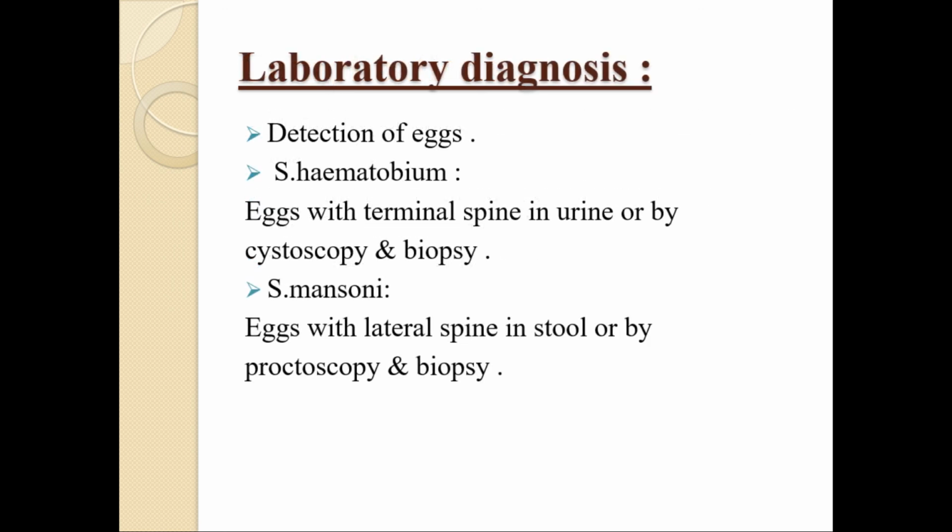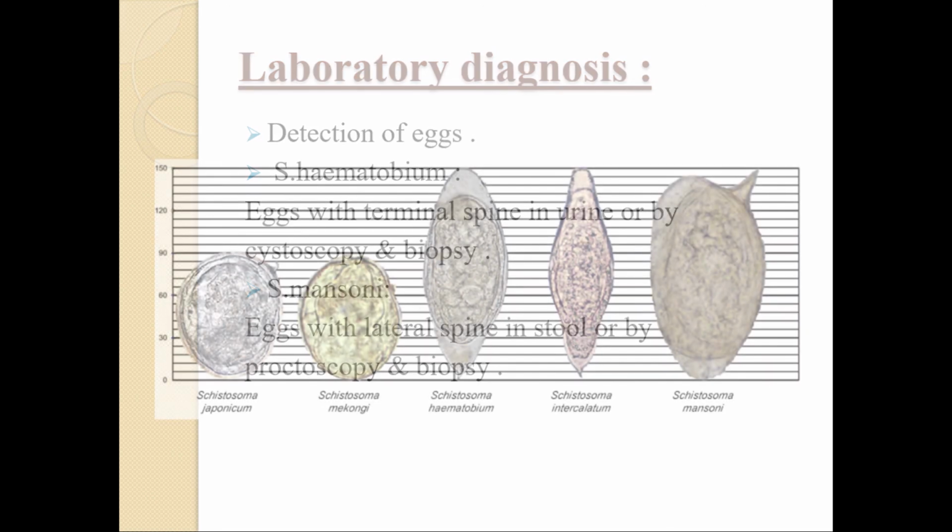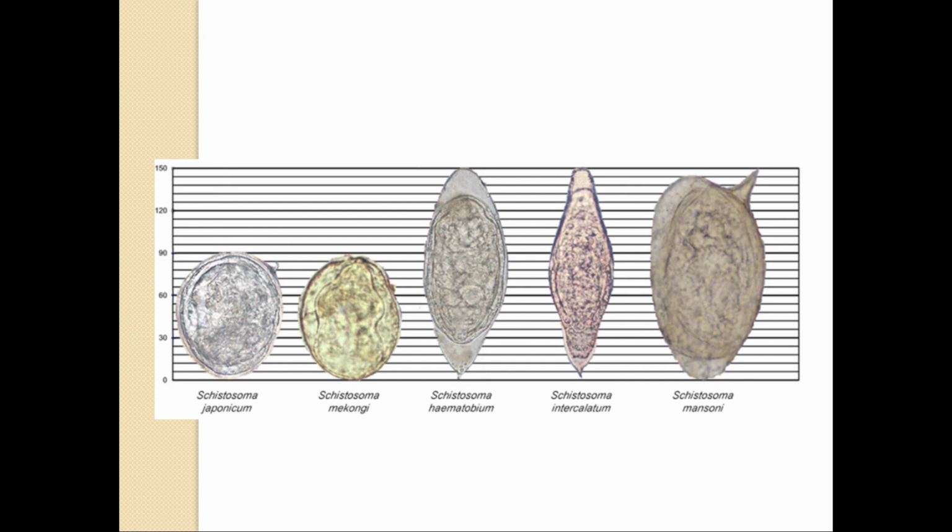Lab diagnosis is by detection of eggs. In case of Schistosoma haematobium, eggs with a terminal spine in urine, or in chronic cases we might need to do cystoscopy and biopsy. In case of Schistosoma mansoni, eggs will be found in stool, specific eggs with a lateral spine, or we might need to do a proctoscopy and biopsy. This is a picture of eggs of Schistosoma mansoni with a lateral spine, as you can see, and this is Schistosoma haematobium with a terminal spine. This is japonicum with a small lateral spine.